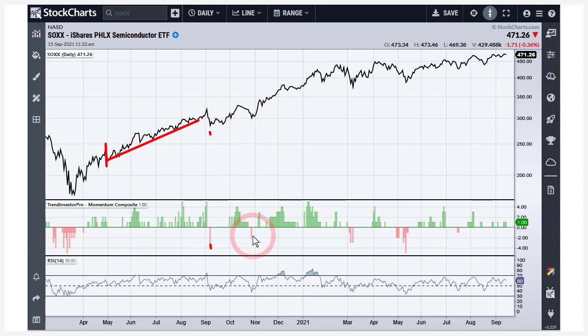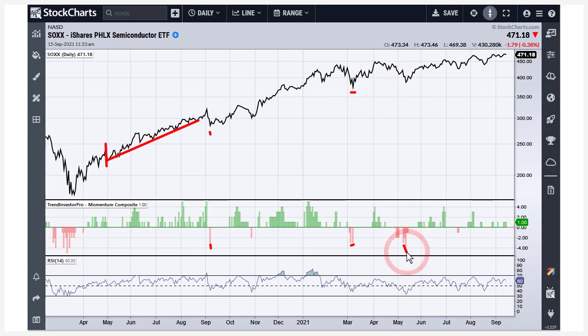Now you can see on this pullback, we didn't get to -3, so not quite oversold enough. And then in the March pullback, we had 2 readings of -3. So that was a good pullback for an opportunity. And the same with the May pullback.